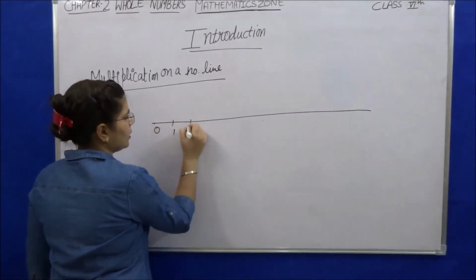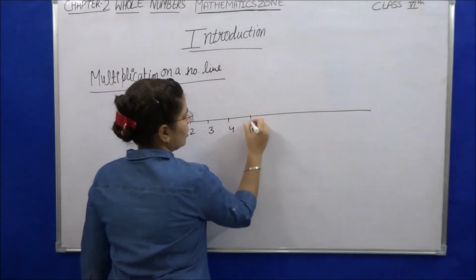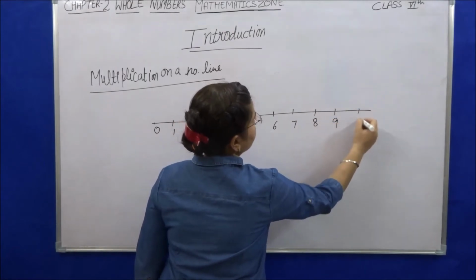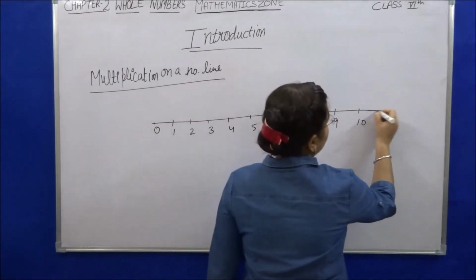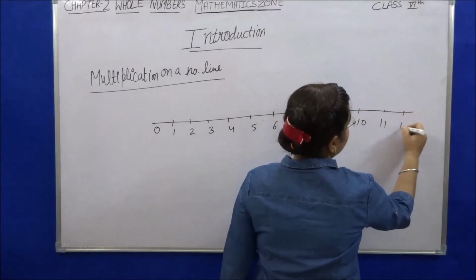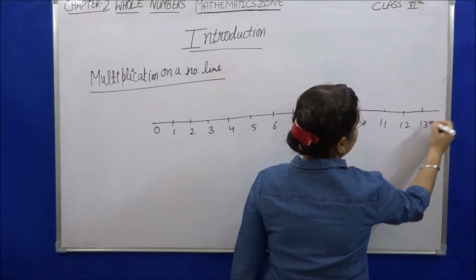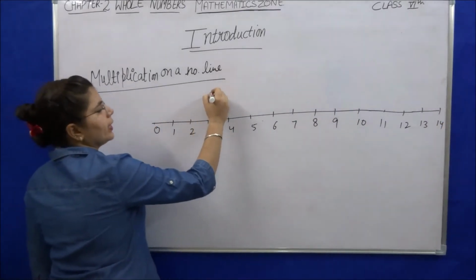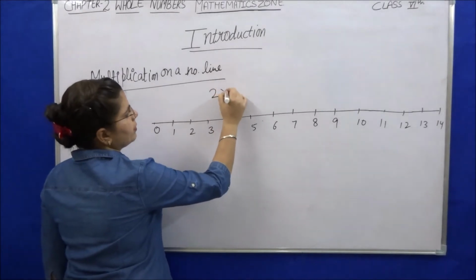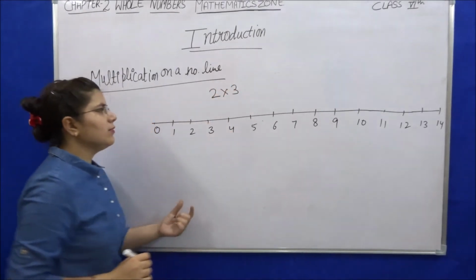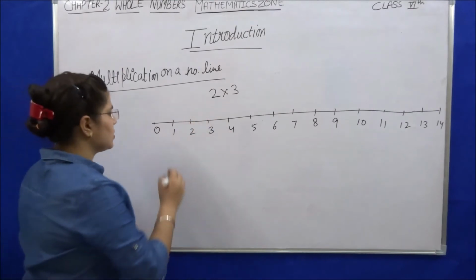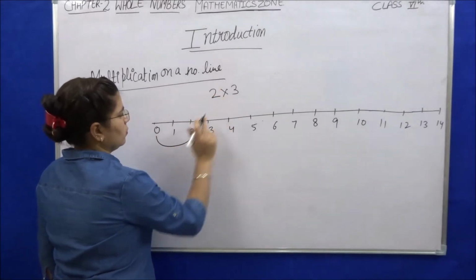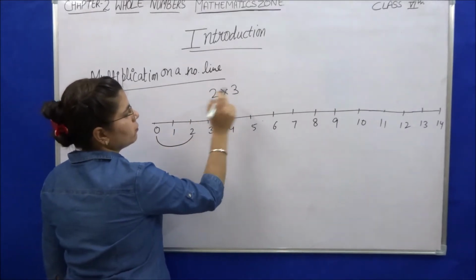Starting from 0 1 2 3 4 5 6 7 8 9 and 10, 11 12 13 14. Now if we want to multiply 2 by 3, our first number is 2, so we will start with 0 to 2 and we will move 3 steps.